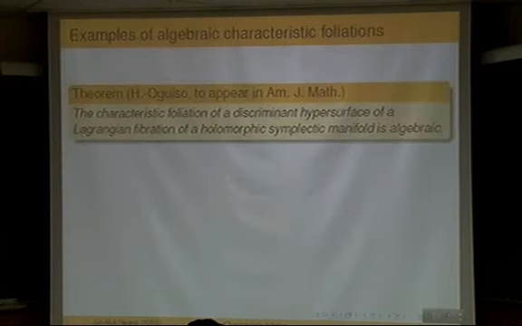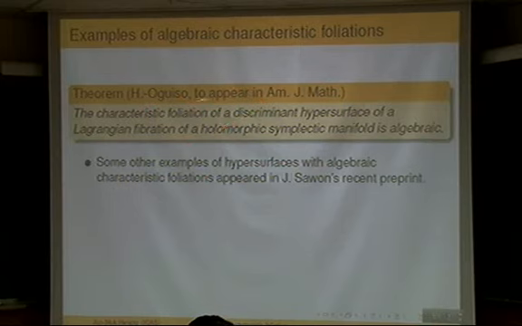Now here's one of the results that I recently proved with Ogiso. I cannot define this exactly today, but it means that some symplectic manifolds have a natural fibration called a Lagrangian fibration. And if you look at the discriminant hypersurface of such a fibration, that is, the locus of singular fibers, this is a hypersurface. And the characteristic foliation of such a hypersurface is always an algebraic foliation. This is something we proved recently. So this is one example of a rather general class of hypersurfaces where you have algebraic foliation.